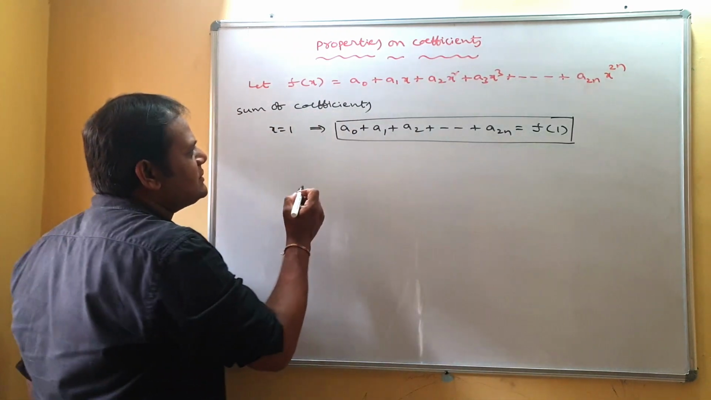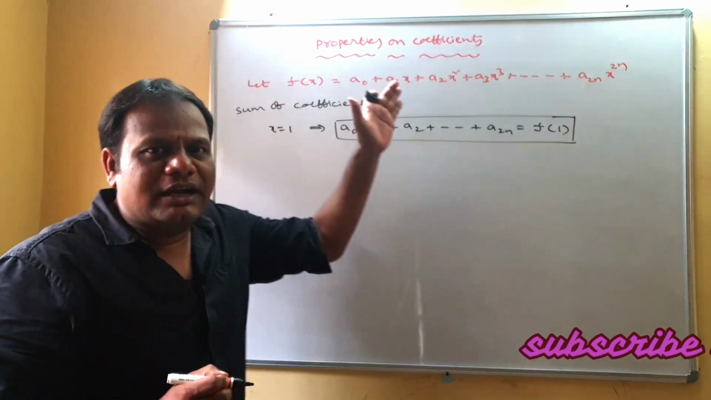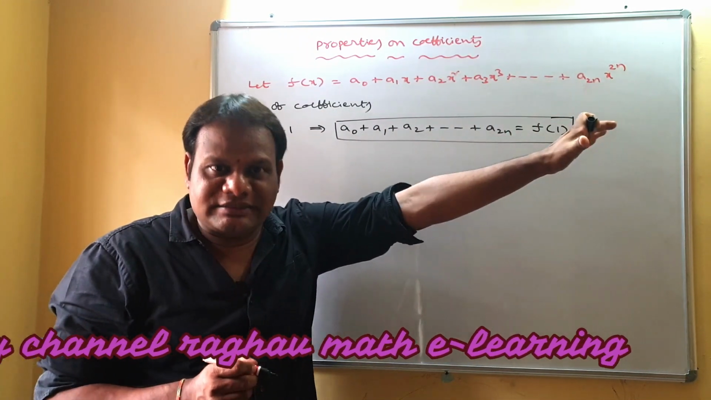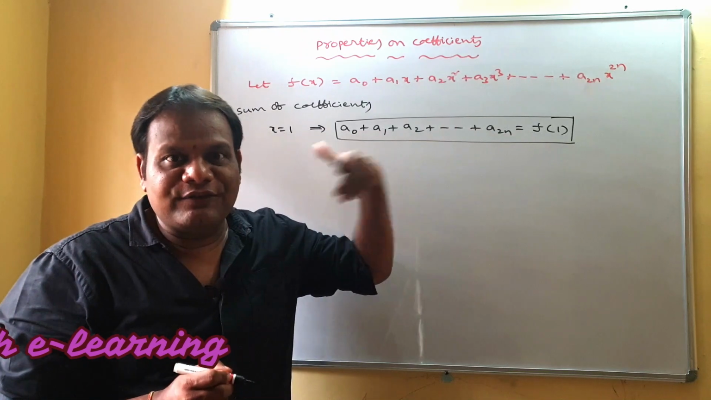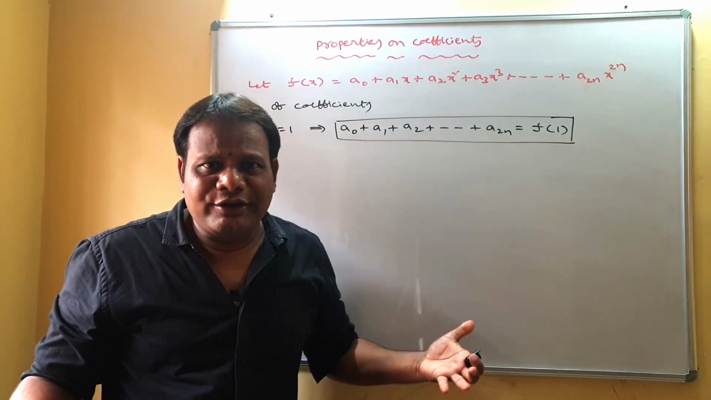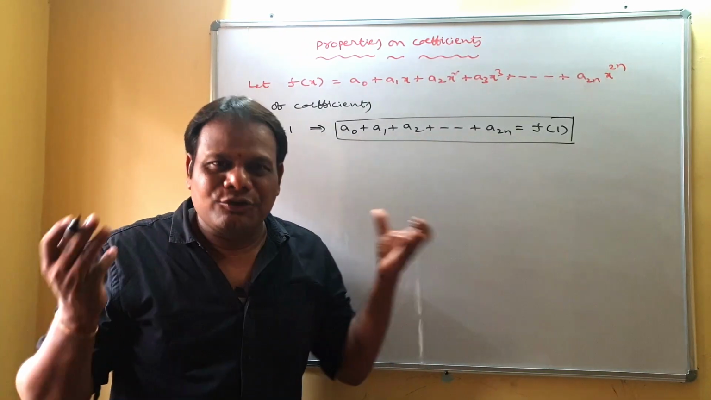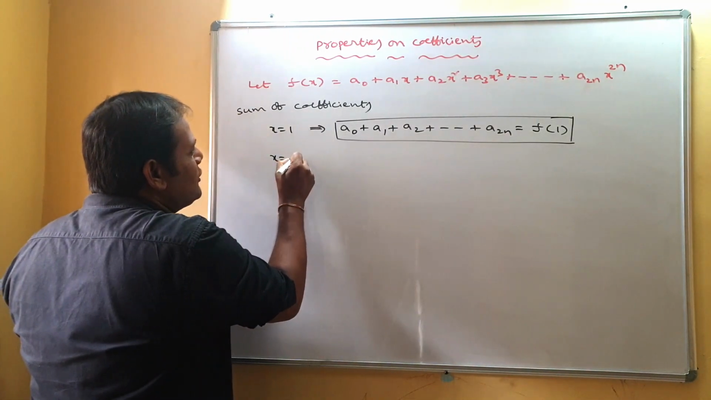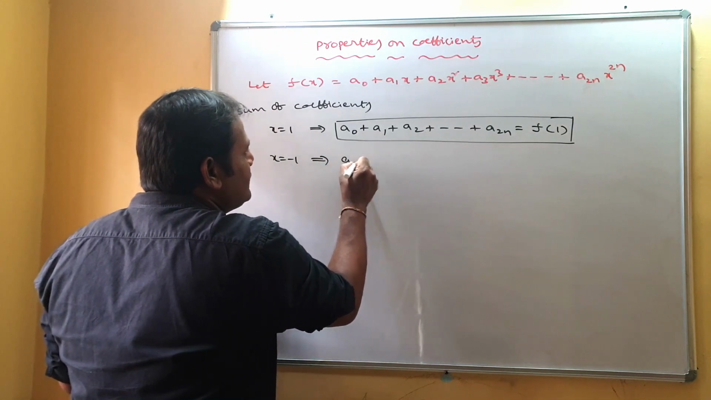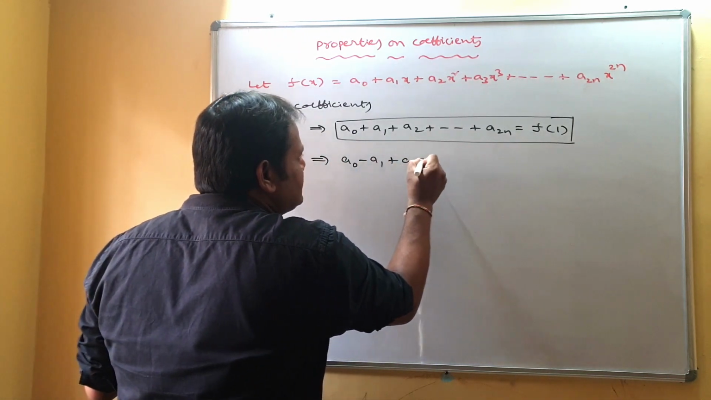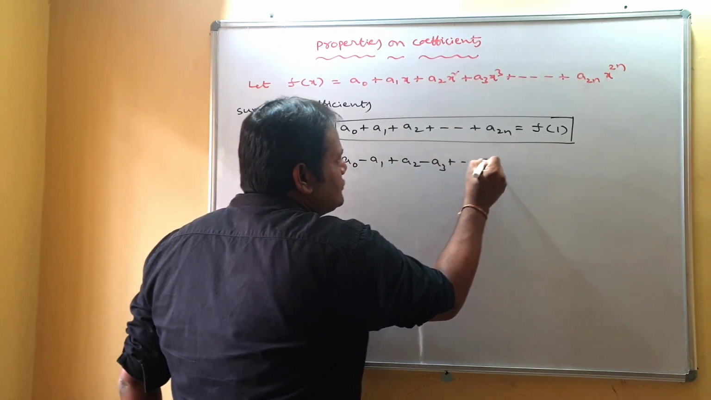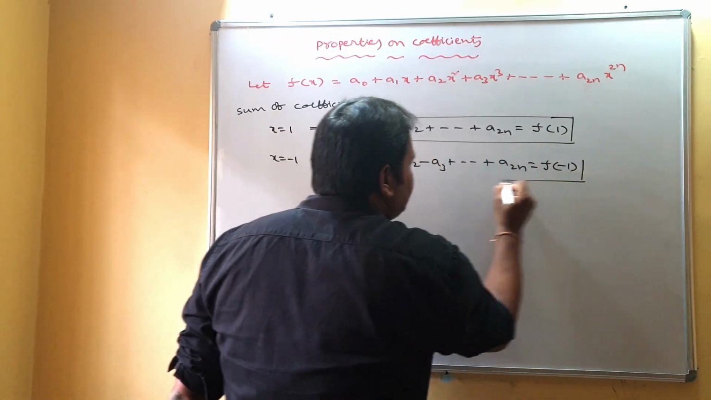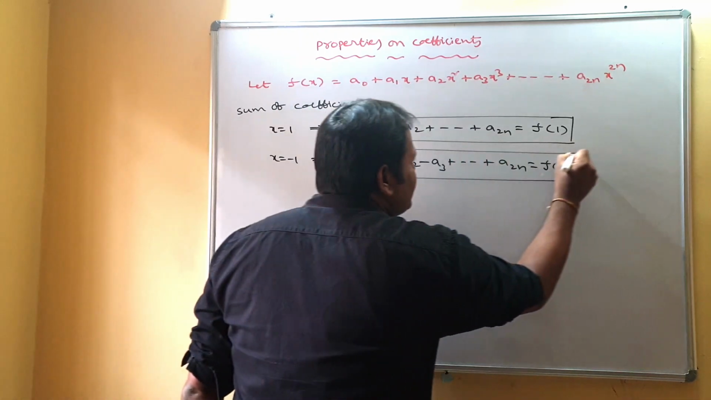Suppose they ask, what is a0 minus a1 plus a2 minus a3 plus so on? So alternately the sign changes. Then what do we do? Can you guess? You put x equal to minus 1. So if you take x equal to minus 1, you get a0 minus a1 plus a2 minus a3 plus so on plus a2n. What is this? This is f of minus 1.